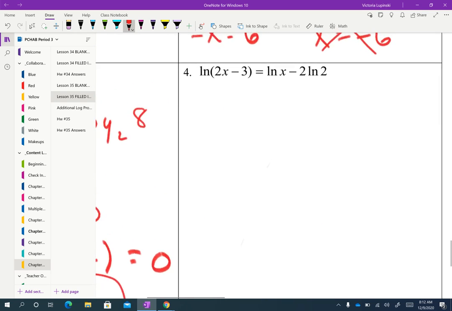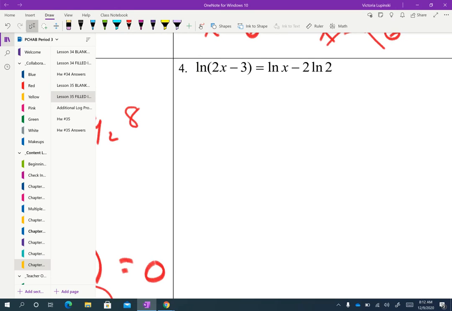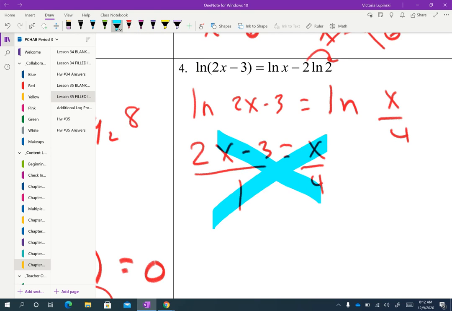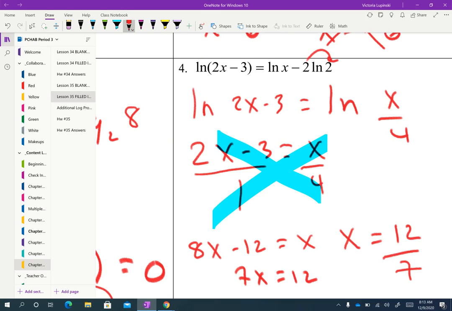And finally, our last one here, number 4. Of course, remember that ln's have a base of e. So this is the ln of 2x minus 3. If I bring up the 2, squared is 4, which would give me the ln of x over 4. I can then set 2x minus 3 equal to x over 4. Remember, of course, this is technically over 1, which means you're going to go ahead and cross multiply. That's going to give you, distribute 8x minus 12 equals x, which means that 7x equals 12, which means that x potentially equals 12 over 7.